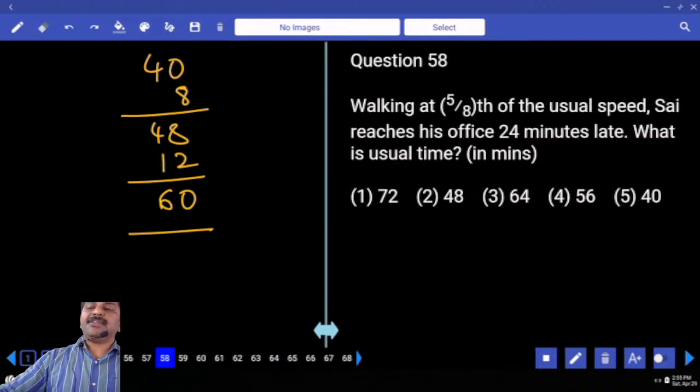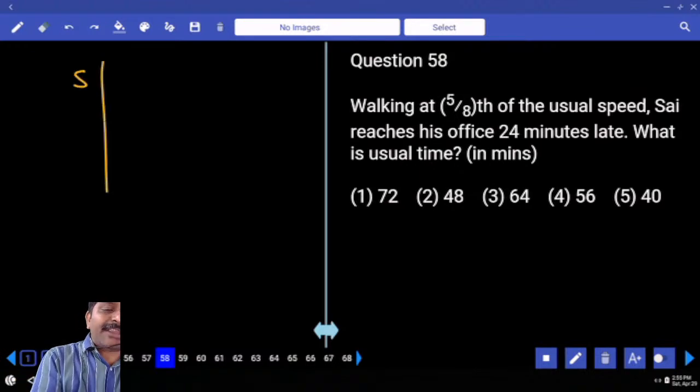Walking at 5/8 of the usual speed. If they are traveling with 5/8 of the original speed, are they moving with more speed or less speed? What is the denominator? If the original speed is 8, now they are traveling with 5. Can I do it like that?